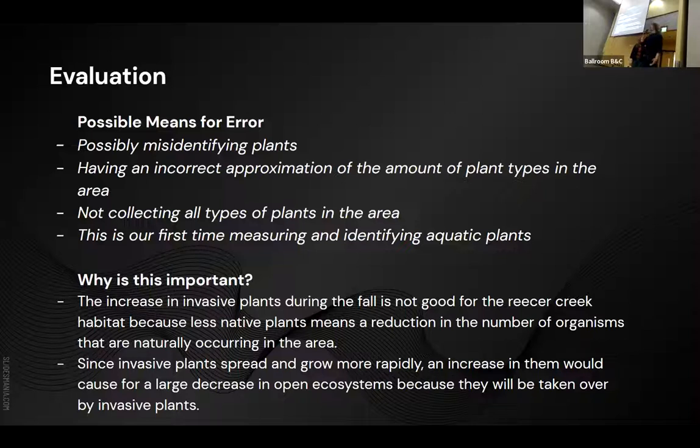So why is this important? The increase in invasive plants during the fall is not good for Reecer Creek habitat, because less native plants means a reduction in the number of organisms that are naturally occurring in the area. Since invasive plants spread and grow more rapidly than native ones, an increase in them would cause a large decrease in these open ecosystems, and they could be taken over by invasive plants.